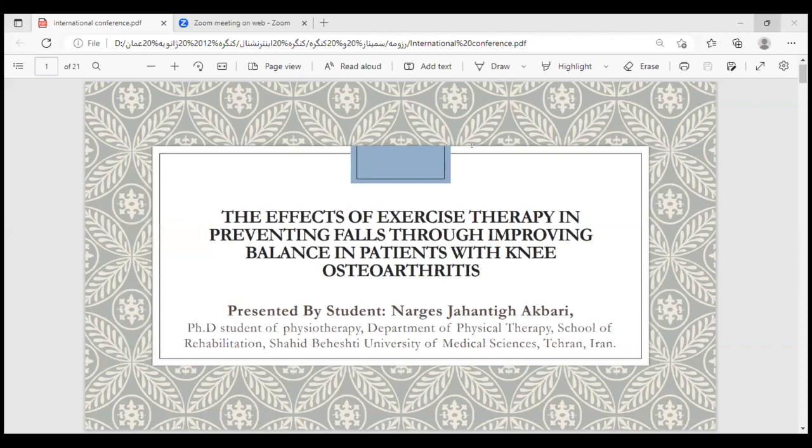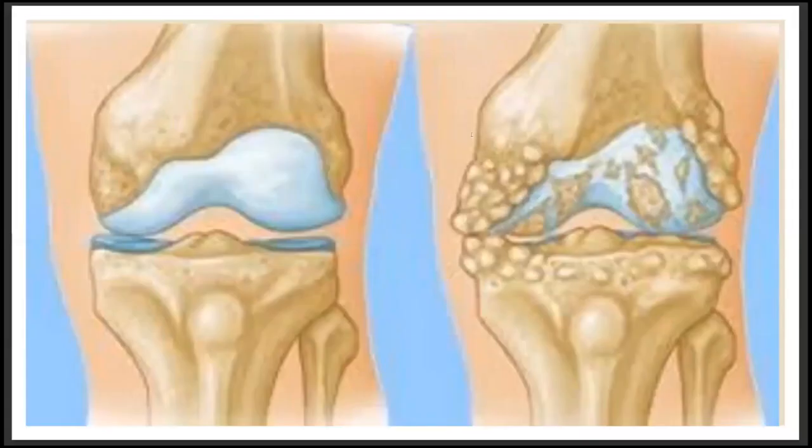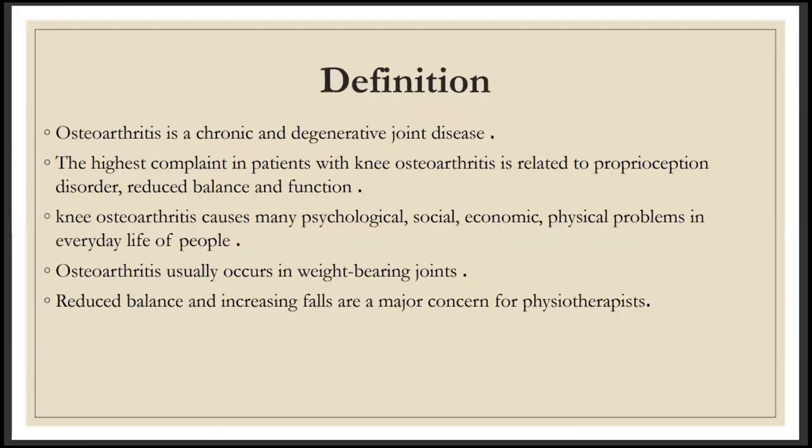At first, we can talk about the definition of knee osteoarthritis. Osteoarthritis is a chronic and degenerative joint disease. Also, osteoarthritis is related to proprioception disorder, reduced balance and function. Also, knee osteoarthritis causes many psychological, social, economic, and physical problems in these patients.